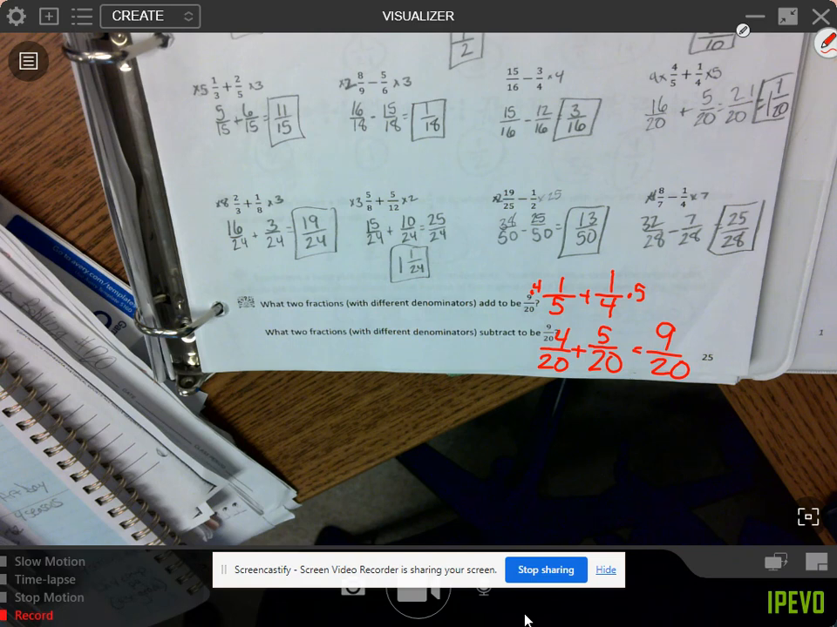Can somebody come up with a different one? Because this is one of those things where there's not just one correct answer. This one I did walk us through as a class. So a lot of us probably got that same one because we did it together. But if you came up with a different one, that's what we want to hear about. This bottom one, subtracting to be 9/20, we might have some different answers. Who can tell me what answer you got? What two fractions can we subtract to equal 9/20?